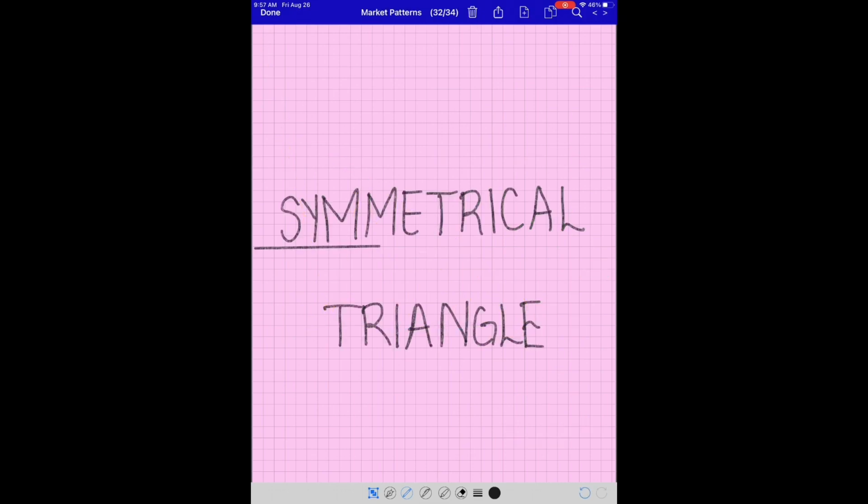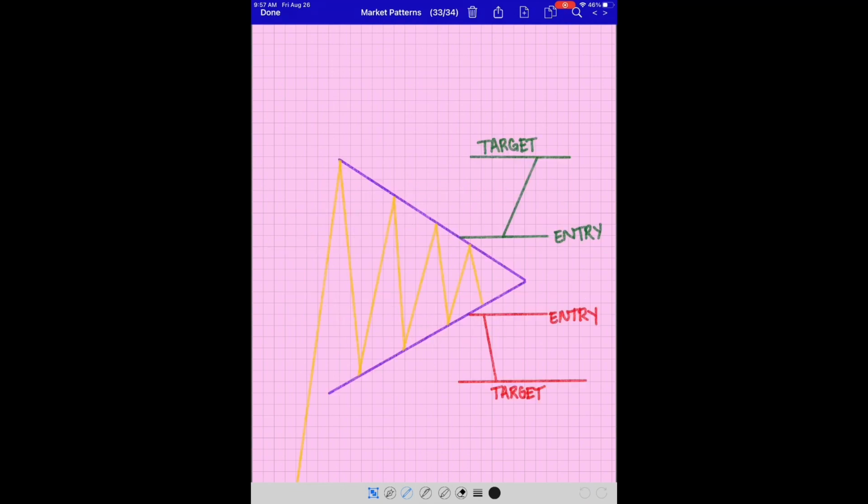Last but not least, when it comes to bilateral patterns, let's go ahead and talk about the symmetrical triangle. The symmetrical triangle pattern is characterized by two converging trend lines that connect a series of highs and lows. The top trend line, aka resistance, will slope down, while the bottom trend line, aka support, will slope up. Price will bounce between the two trend lines and either advance through resistance as a buy signal or break through support as a sell signal.